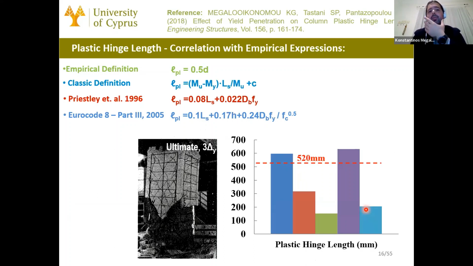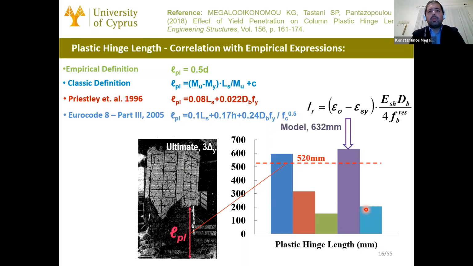That means the inelastic region, as we know, spreads and evolves as the lateral displacements increase. In this case, they consider only the shear span and the yielding penetration inside the footing, but do not consider the actual state of the reinforcement. So if we compare that to the experiment, the length is 520 millimeters. What the algorithm that I present to you gives is 632 millimeters. And you can see also with the colors what the other empirical equations give for the plastic hinge.